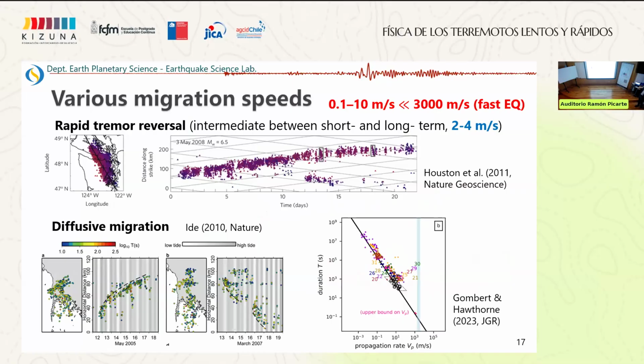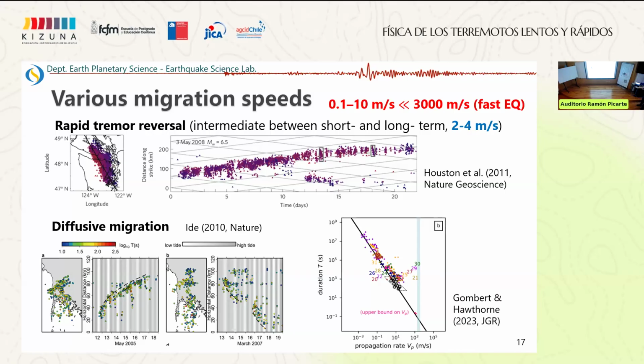And also, we can observe very diverse phenomena about tremor migration. It changes between 0.1 meter per second and 10 meters per second. But it is several orders slower than a fast earthquake.